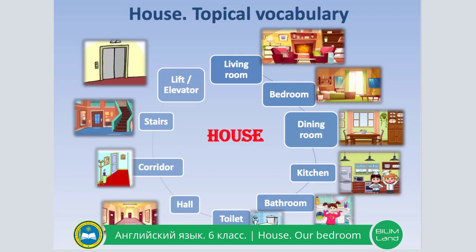Now, let's practice topical vocabulary related to house. Please pay attention to the pronunciation. Repeat after me. Living room, bedroom, dining room, kitchen, bathroom, toilet, hall, corridor, stairs, lift, elevator.